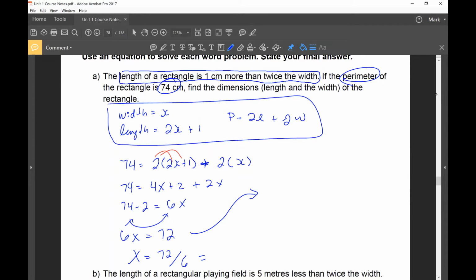Okay, so 72 divided by 6 equals 12. Now, the units here are centimeters.